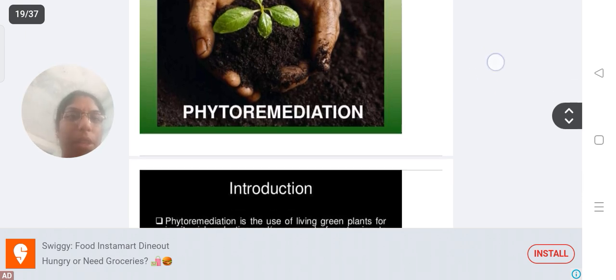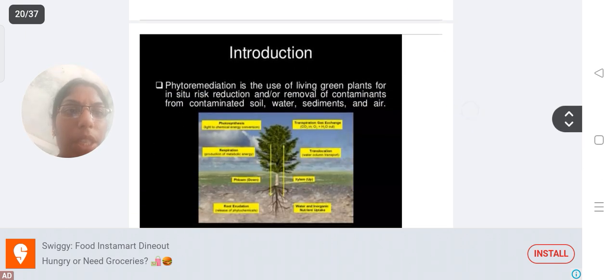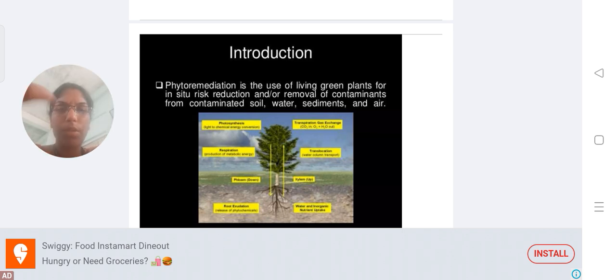Phytoremediation. The third method is phytoremediation. What is meant by phytoremediation is that plants also take part. Phytoremediation uses living green plants for in situ risk reduction. So plants also take up the risk while growing. That's why it involves the removal of contaminants from contaminated soil, water, sediments and air.